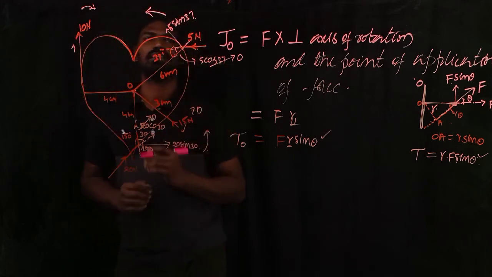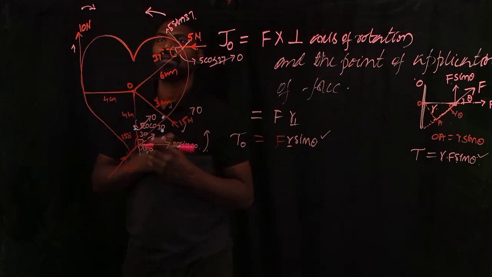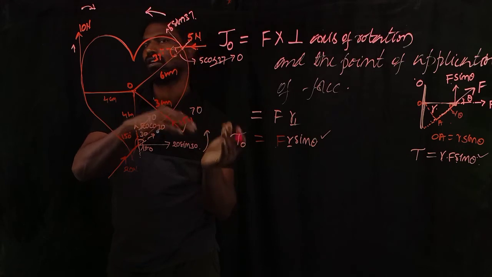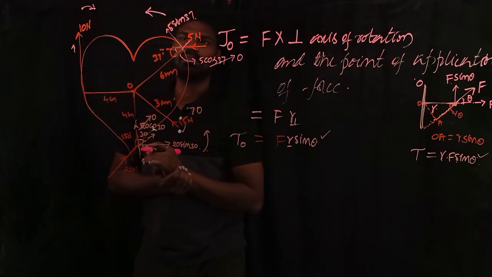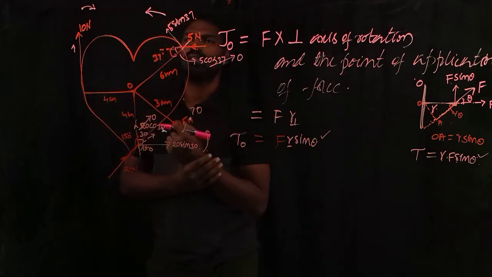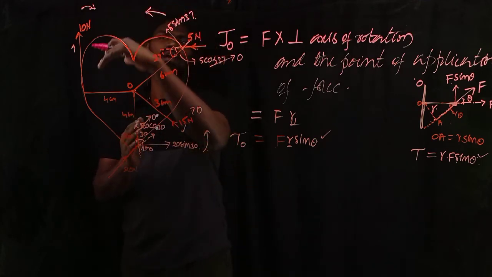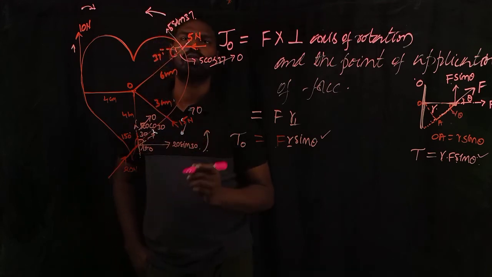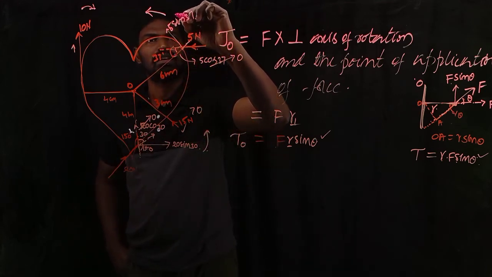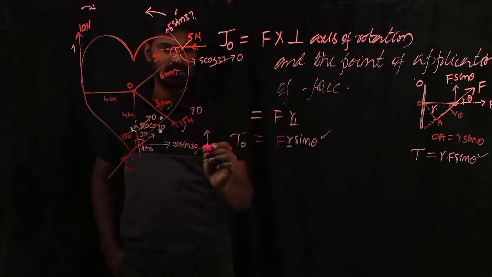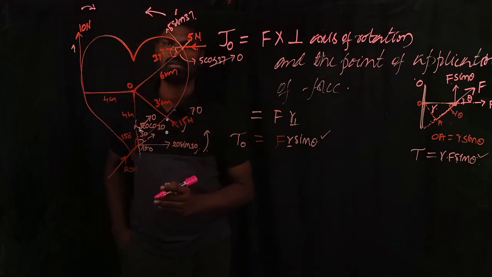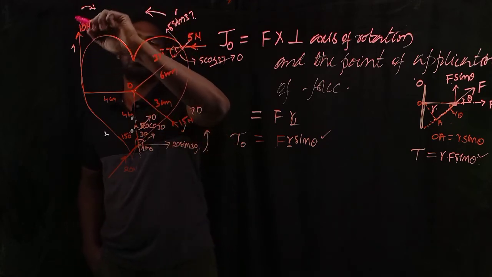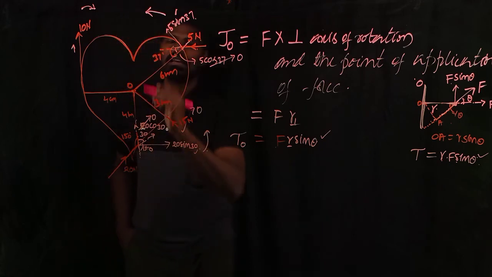In counterclockwise sense. So while writing the torque equation, either you take clockwise as positive and anticlockwise as negative, or anticlockwise as positive and clockwise as negative. Once you make that convention, you should stick to it. But in general, in physics, we consider counterclockwise torque as positive. So what are the forces producing torque in counterclockwise direction? 5 sine 37 and 20 sine 30. These two forces are producing counterclockwise torque, and I am taking these two torques as positive. And the only force producing clockwise torque is the 10 Newton force, which I am taking as negative.